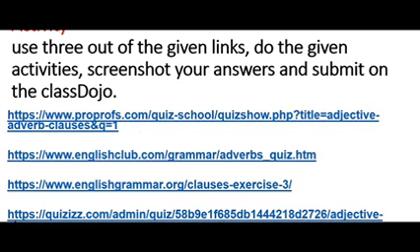We have come to the activity part of the lesson. Use 3 out of the given links. Do the given activities. Screenshot your answers and submit on the class dojo. Look at the links. I will paste them on the class dojo for easy access.